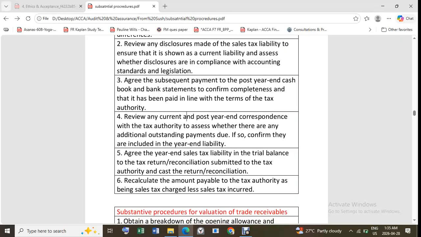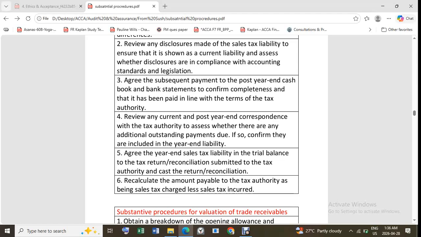Number 4, review any current and post-year end correspondence with the tax authority to assess whether there are any additional outstanding payments due. If so, confirm they are included in the year-end liability. Why we have to do this is to detect unpaid amounts, disputes, and penalty amounts.